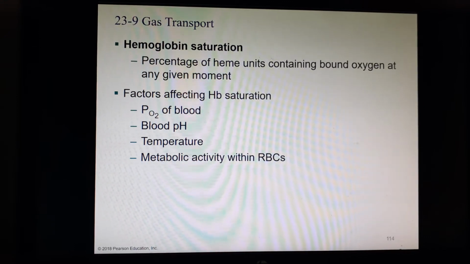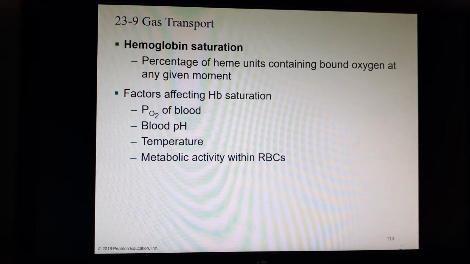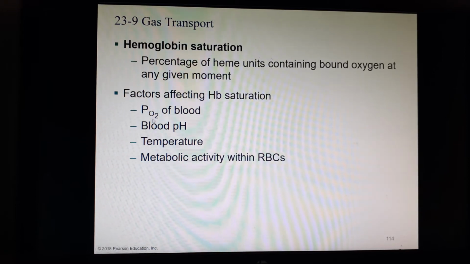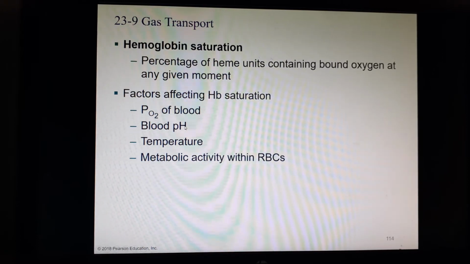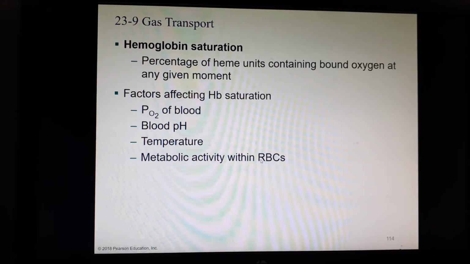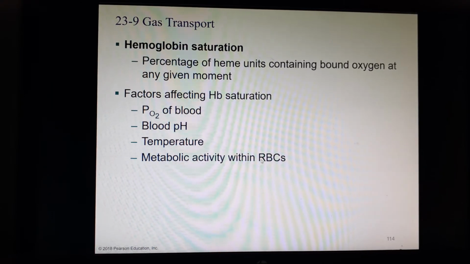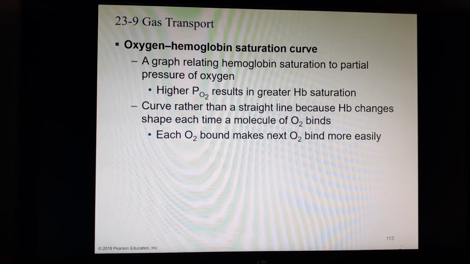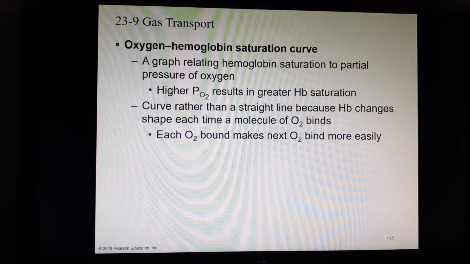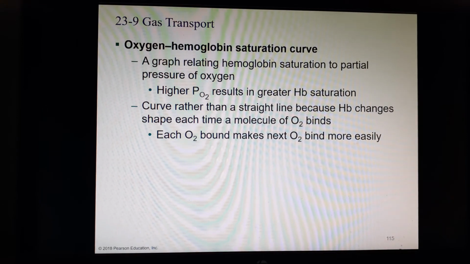At some point, all of the hemoglobins are going to be covered with oxygens, and that's called hemoglobin saturation. Things that will affect the hemoglobin saturation are the partial pressure of oxygen, the blood's pH, the blood's temperature, and the metabolic activity within the red blood cells. So there's this curve that shows how well the hemoglobin binds to the oxygen at different conditions, okay?